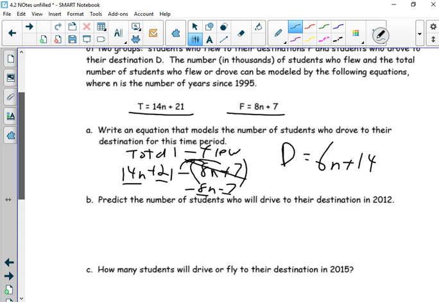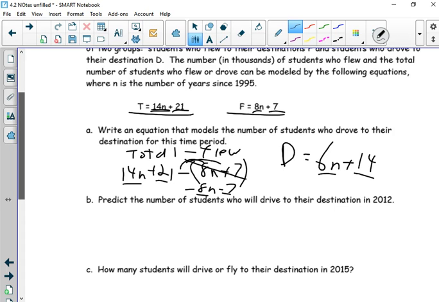Now, theoretically, this plus this should equal that, because driving plus flying is total. So let's check that. The beauty of math is you can check your work. 6 plus 8 is 14. 14 plus 7 is 21. It makes sense. The number driving plus the number flying equals the total number.